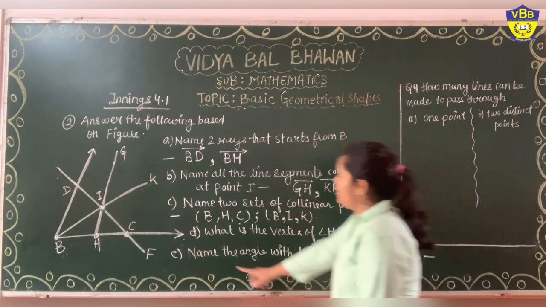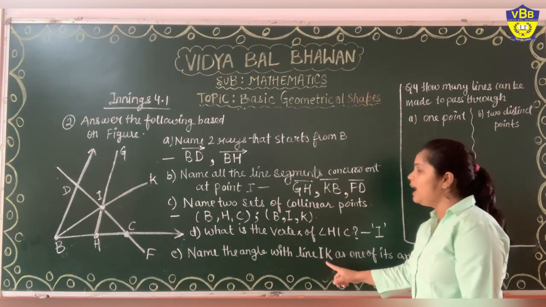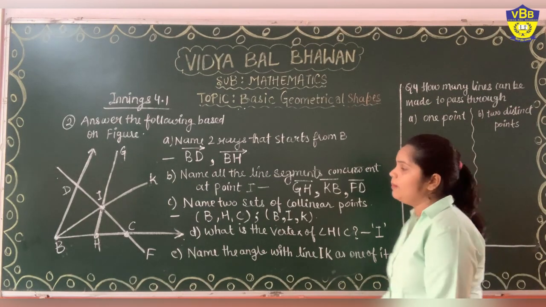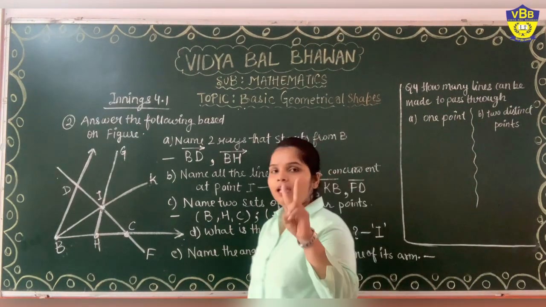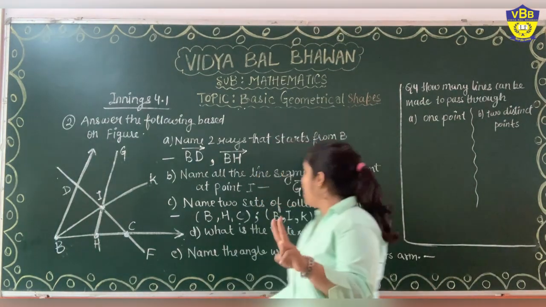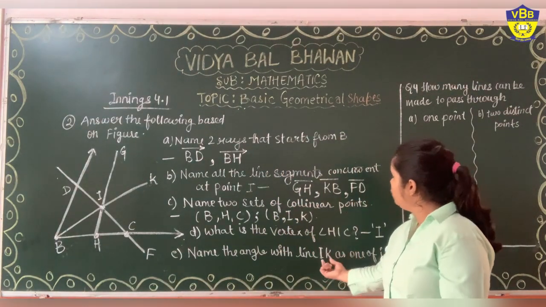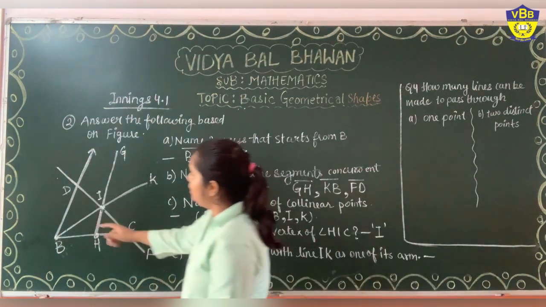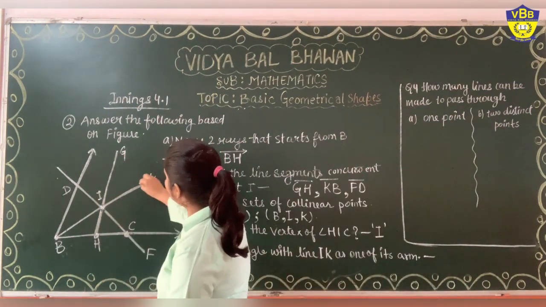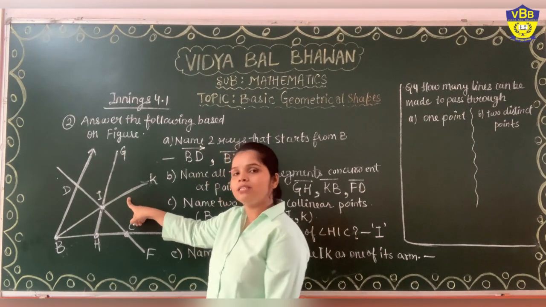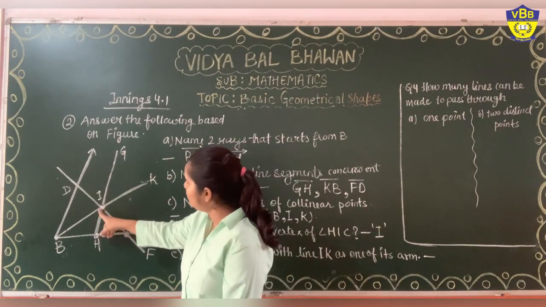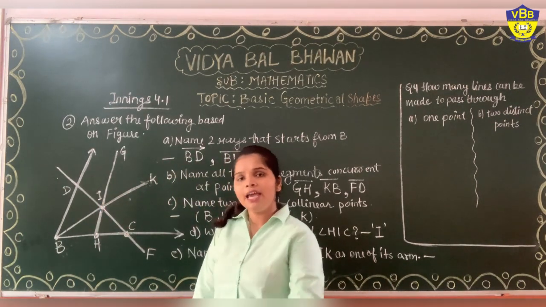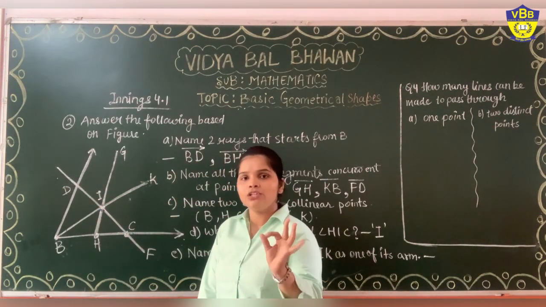After that, name the angle with line IK as one of its arms. In an angle, there are two arms. Out of those two arms, one arm should be IK. Name the angle. IK, this should be the first arm. So the second arm can be IC. This is forming an angle. IK should be there.